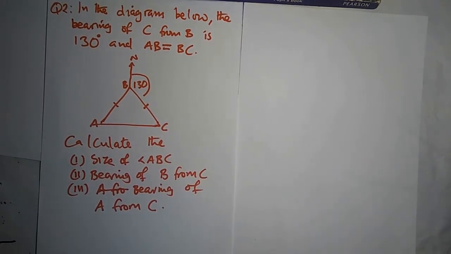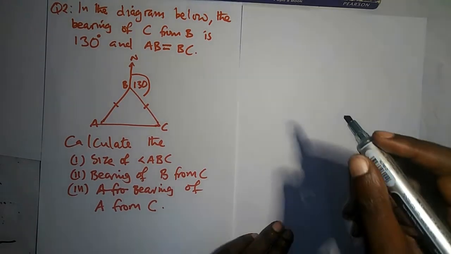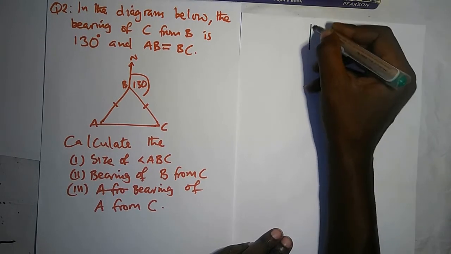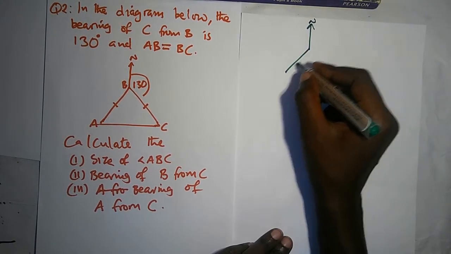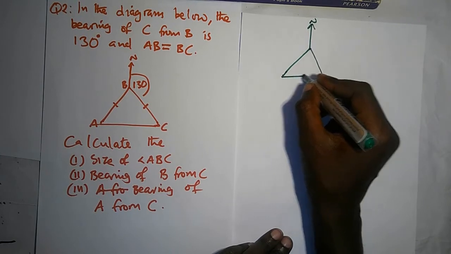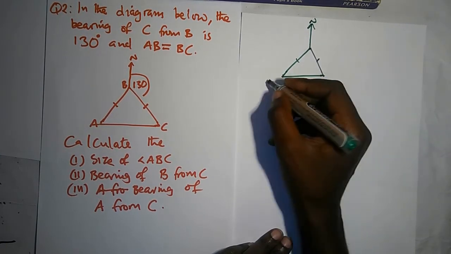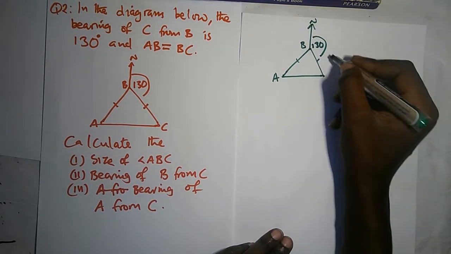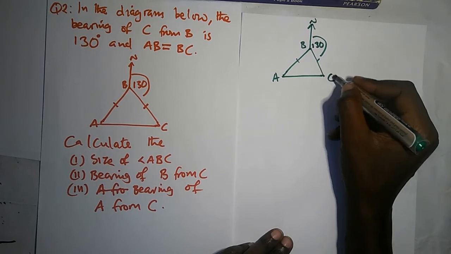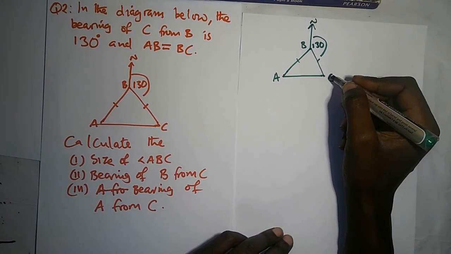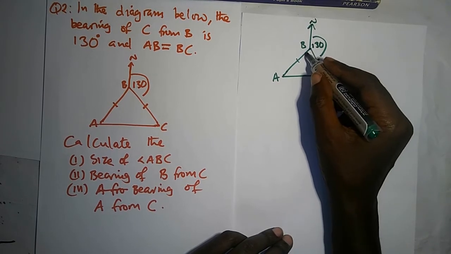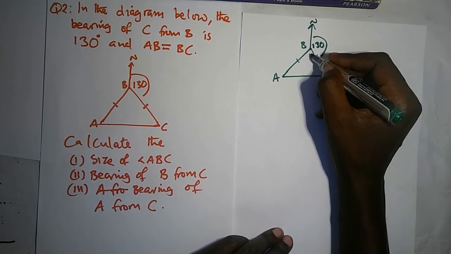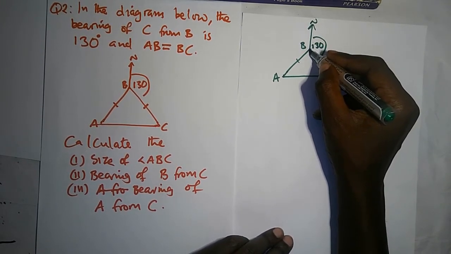Okay, so we are going to calculate the size of the angle ABC. Let us first draw the diagram here. So here is our diagram. North. Okay, so we have A here, B here, 130 here, and then you have C here. The way you calculate the size of the angle ABC, this angle here, is you extend this north line inside the diagram.